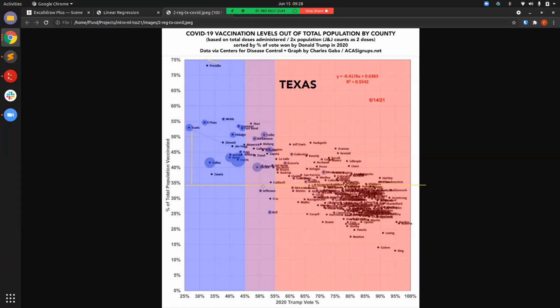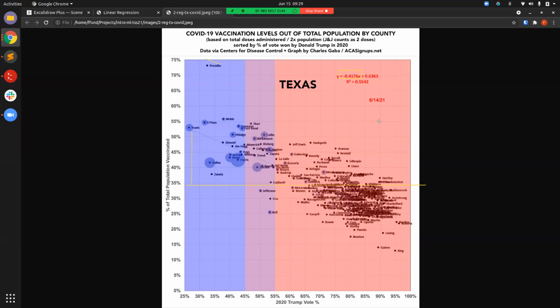Okay, let's see how we can interpret this. So we have a slope and an intercept here. I'm going to focus on the slope. What does the slope mean? So here the slope is minus 0.4176. What can we say about the relationship between 2020 vote share and percent of population vaccinated using that specific number, minus 0.4176? Let's just say minus 0.42.